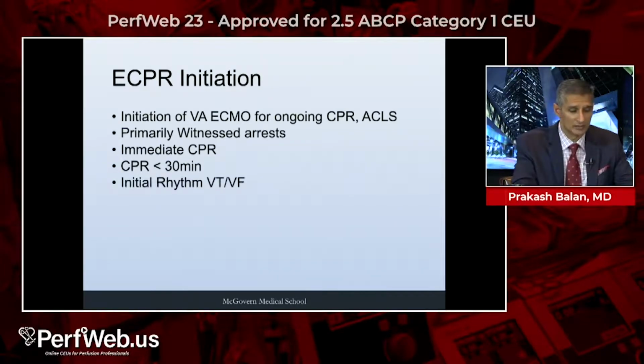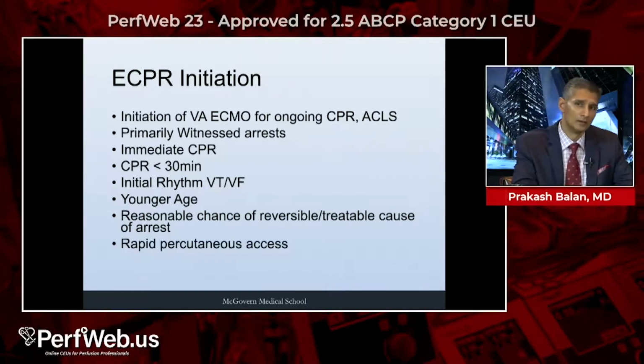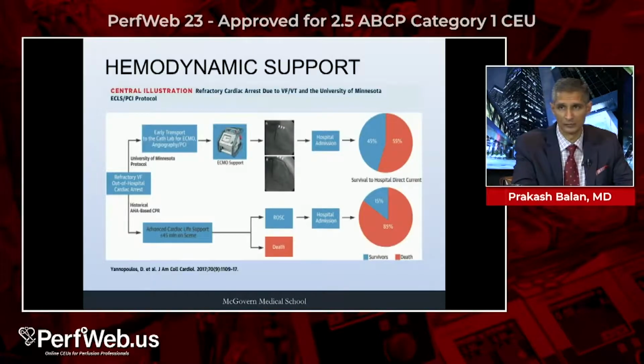It is oftentimes best to use it in patients who have an initial rhythm that is shockable, VT or VF. Your outcomes are not as good when you have PEA or asystole. Younger patients tend to do better than older patients. Basically, you want to take those patients who have a reasonable chance of survival because they have a reversible or treatable cause for their cardiac arrest. You need rapid percutaneous access and aggressive evaluation and treatment for these patients.